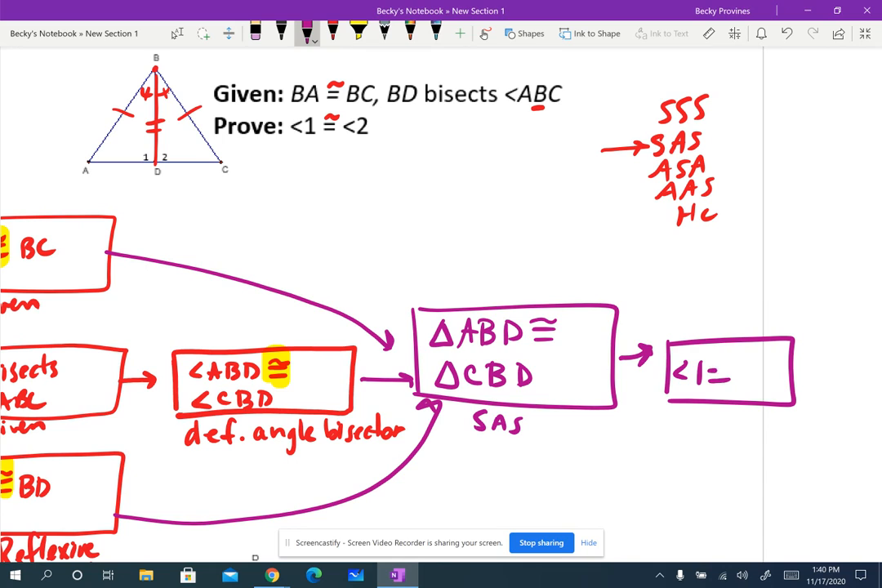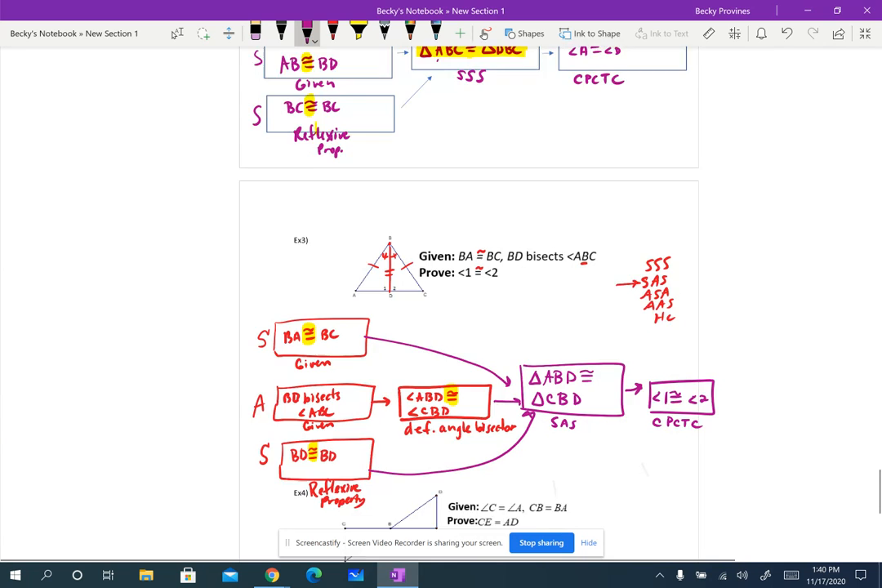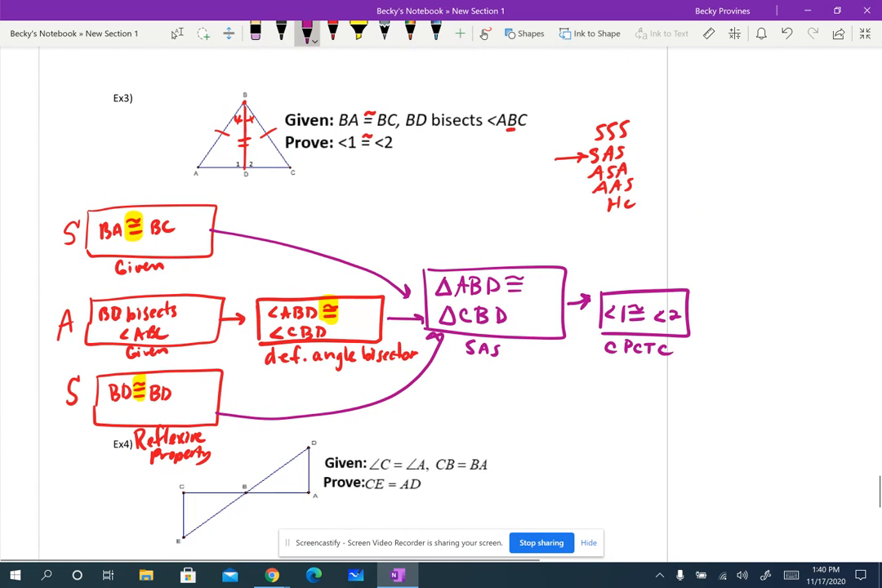I'm going to say angle 1 is congruent, that's a really bad congruent, is congruent to angle 2 by those 5 letters, CPCTC. And you're finished. Hopefully you see they do get a little bit easier as you go. Things I cannot stress enough, though, is like over here that you have to figure out how you're going to prove it before you start. Otherwise, you don't really know what you're doing.